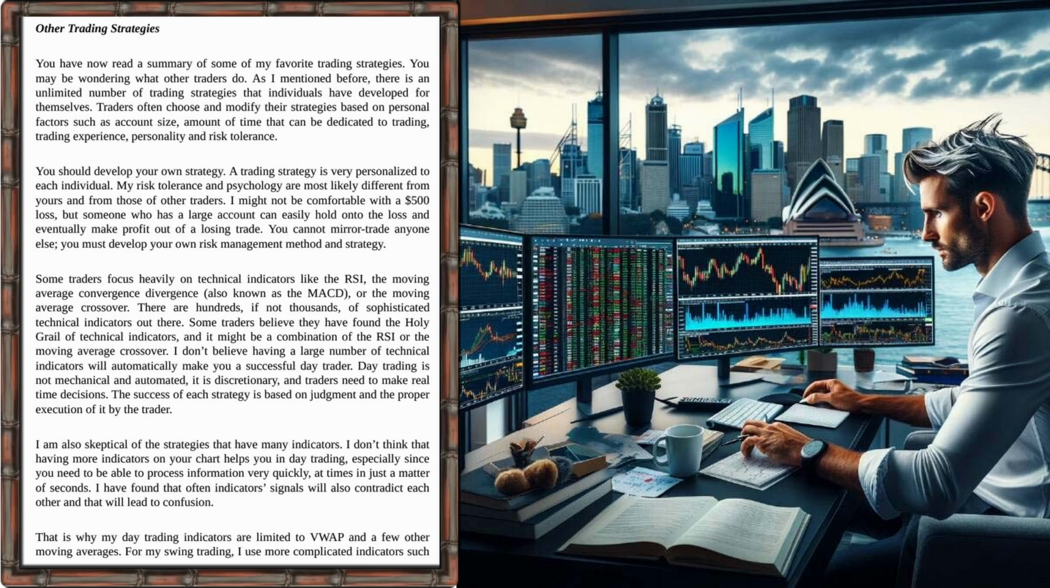My risk tolerance and psychology are most likely different from yours and from those of other traders. I might not be comfortable with a $500 loss, but someone who has a large account can easily hold on to the loss and eventually make profit out of a losing trade. You cannot mirror trade anyone else. You must develop your own risk management method and strategy.